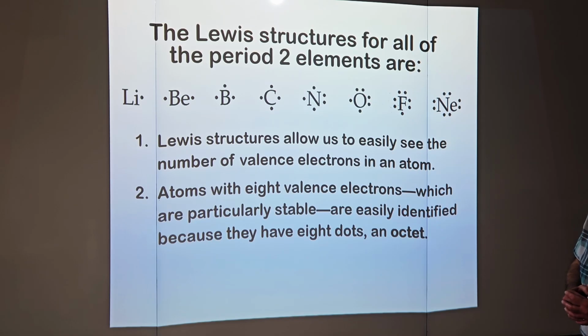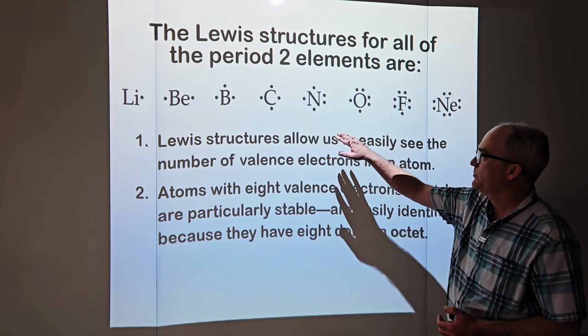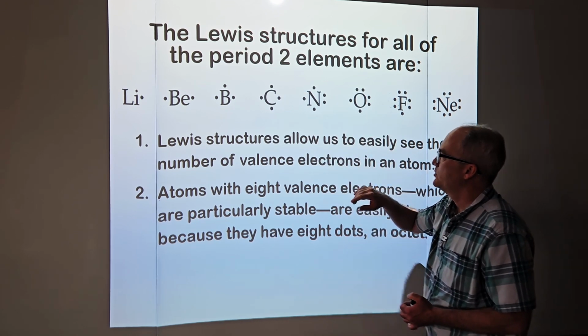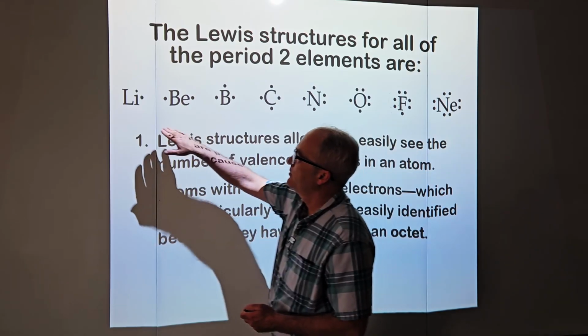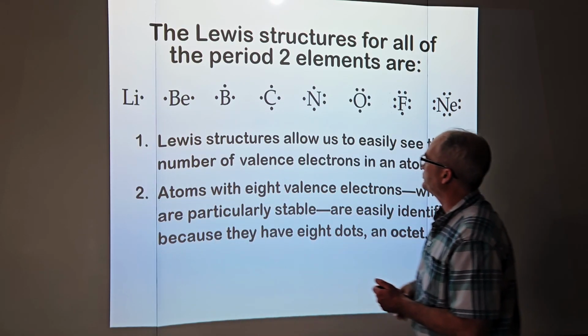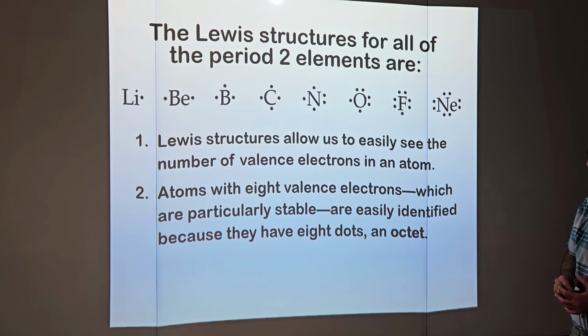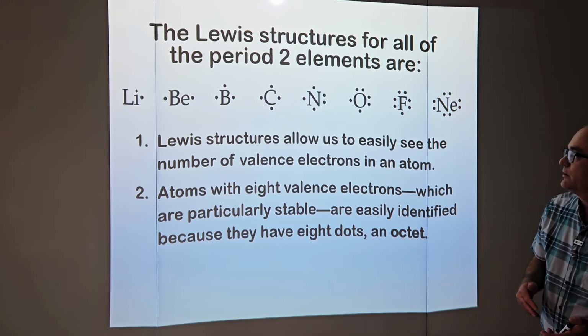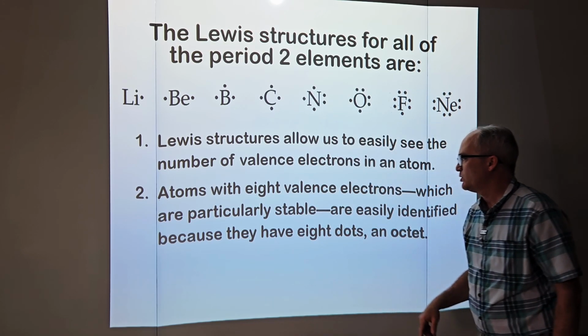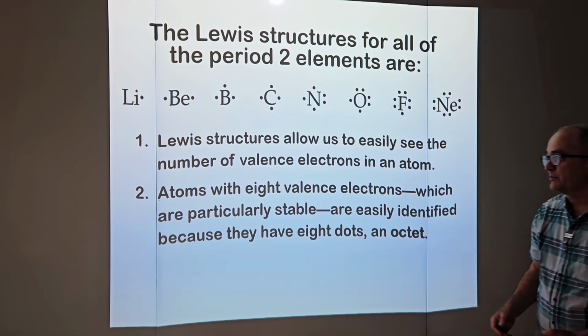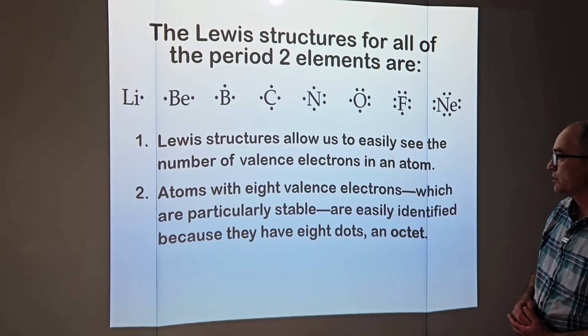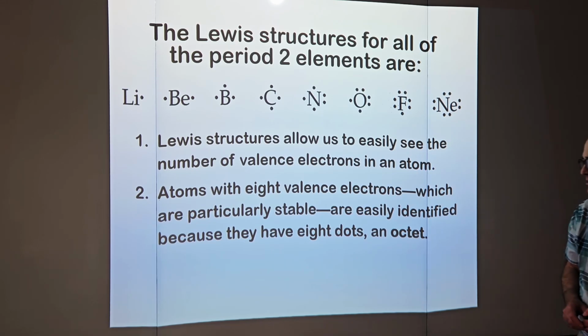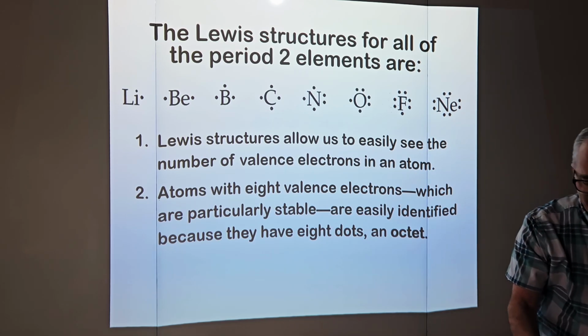The second row of the periodic table is probably the one we look at the most. Here's oxygen. Look up, see Roman numeral 5, see nitrogen, 4 above carbon, lithium, an alkali metal in that first column. So we can easily see the number of valence electrons. More importantly to me, if I imagine 8 around each one of these symbols, it can tell me something about bonding or maybe charge. Atoms with 8 valence electrons, which are particularly stable, are easily identified because they have 8 dots as an octet. So we'll talk about the octet rule.